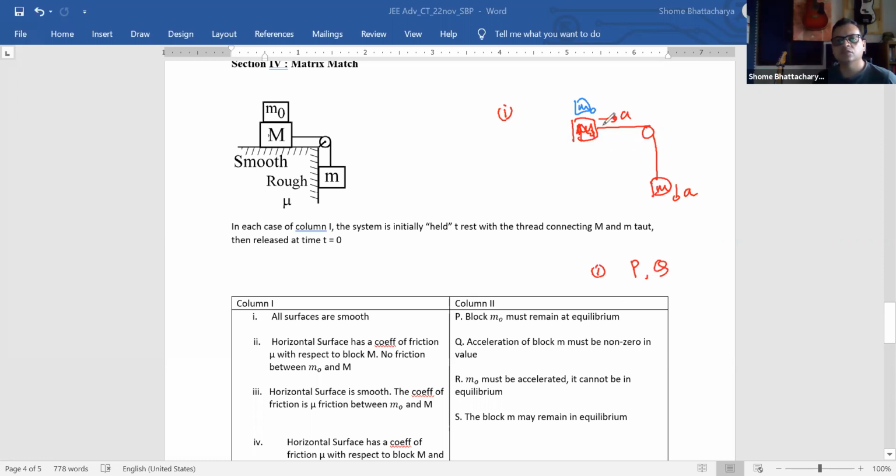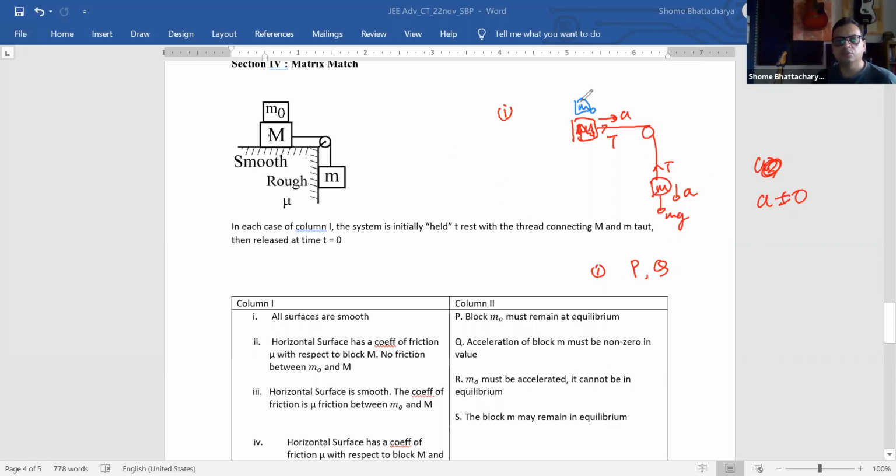There's no friction, so only tension and weight are acting here. So this has to move. A has to be non-zero. Then m naught must be accelerated. That's not correct. The block M may remain in equilibrium. That's also not correct.